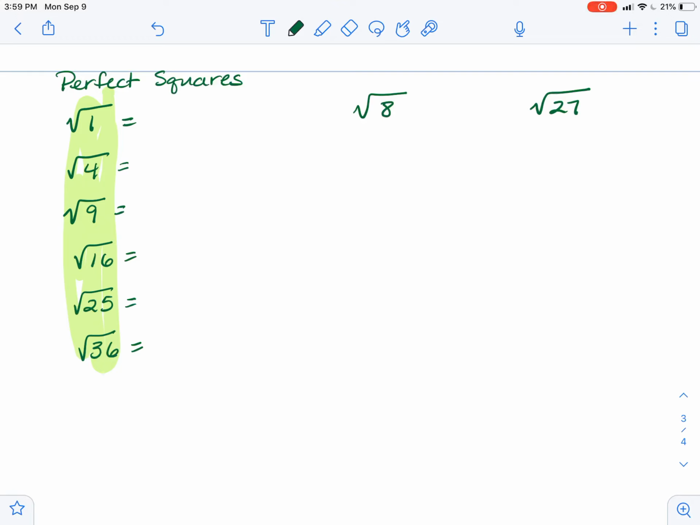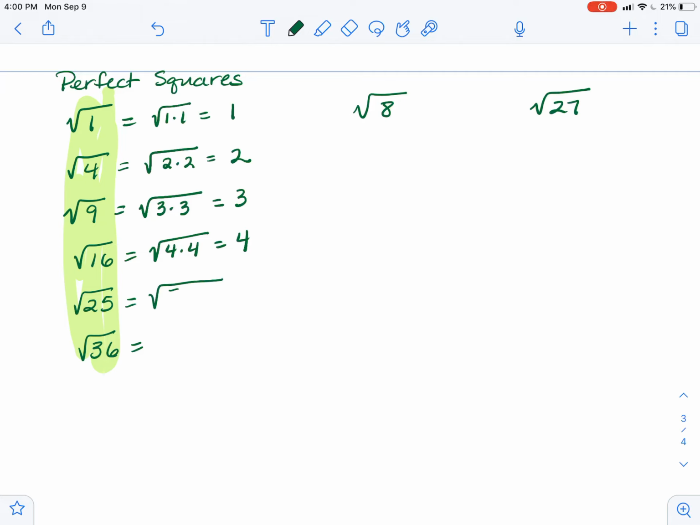So the square root of 1, we know 1 is 1 times 1, which is 1. So what I'm looking for is a number times itself that equals 1, okay? Here we're looking for a number times itself that equals 4, and we know that would be 2. So the square root of 4 is 2. And the square root of 9, we know it's 3 times 3, so the square root of 9 is 3. 16 is 4 times 4, so the square root of 16 is 4.